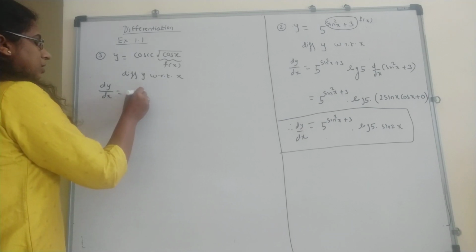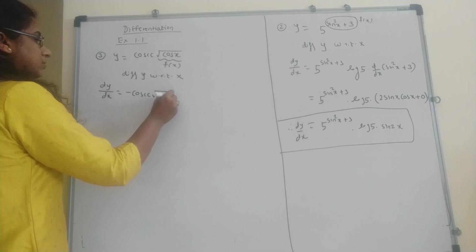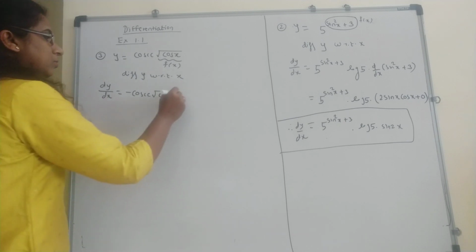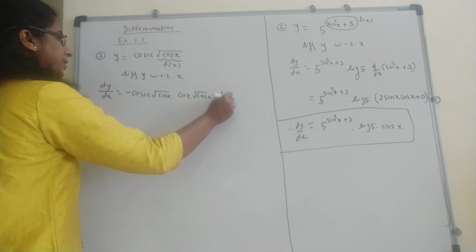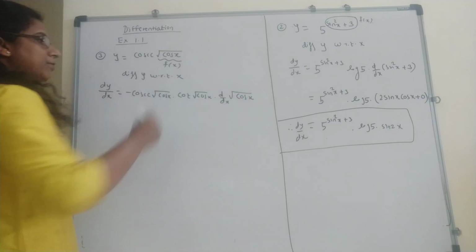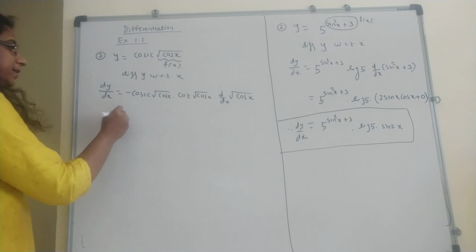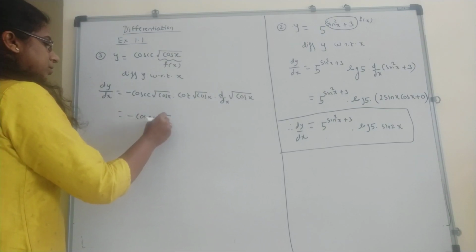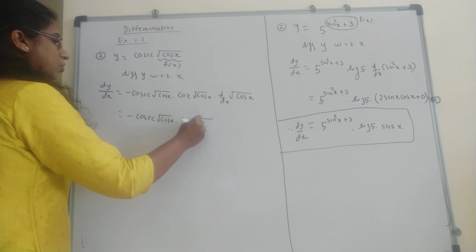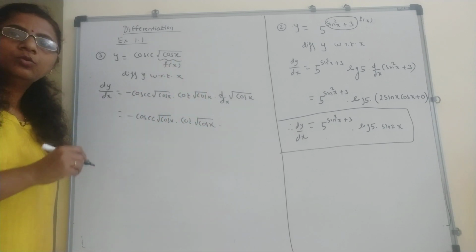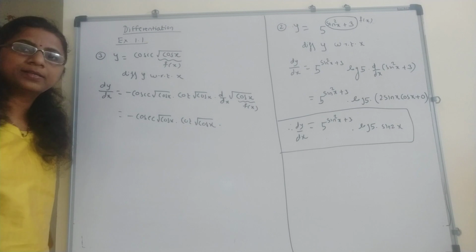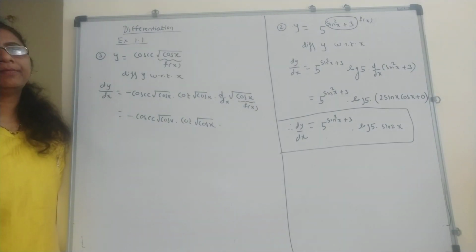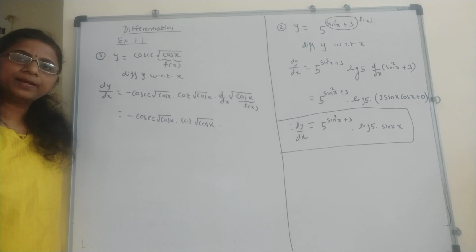So this is minus cosec of root cos x into cot of root cos x, multiplied by derivative of the inner function, that is derivative of root of cos x. Again here outer function is root, inner function we will consider as fx. So which formula? Root of fx. Now what is derivative of root of fx? It is 1 upon 2 root fx into f dash x.